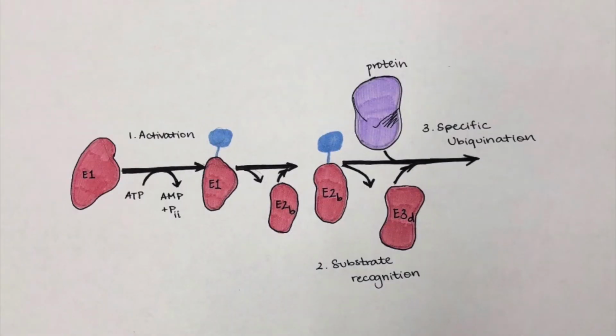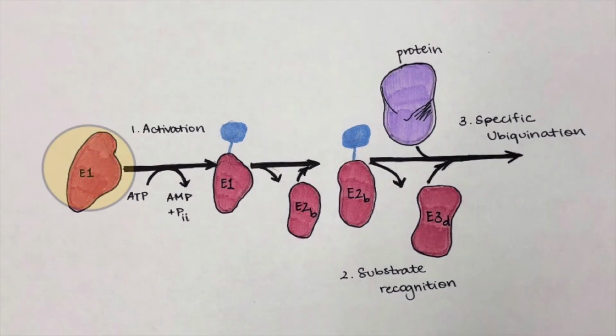Ubiquitination involves the process of a small ubiquitin protein covalently attaching to substrate molecules to form a polyubiquitin chain. This process requires the involvement of three enzymes. E1, or the ubiquitin activating protein, where the ubiquitin becomes activated in an ATP-dependent manner.